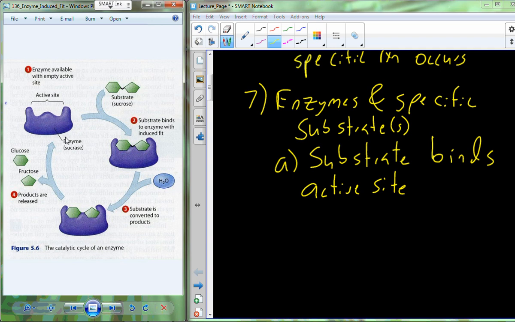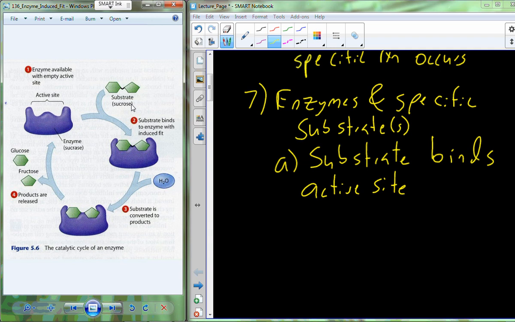Then we have our substrate. In this case, the enzyme is called sucrase. The substrate is called sucrose. It's glucose and fructose. Sucrase is going to break that bond between the glucose and the fructose to form a glucose molecule and a fructose molecule.